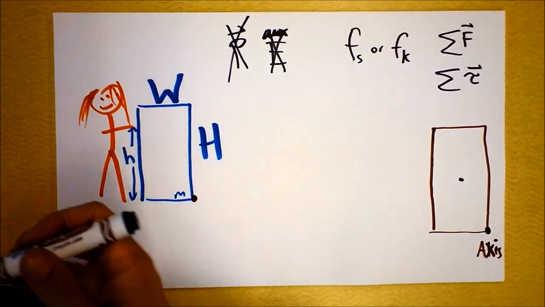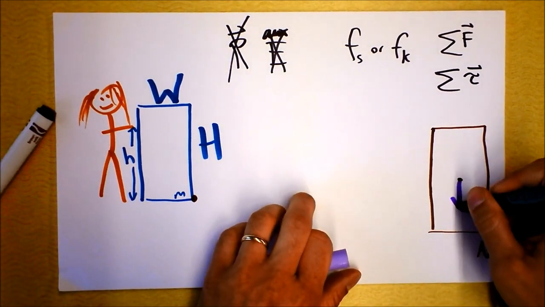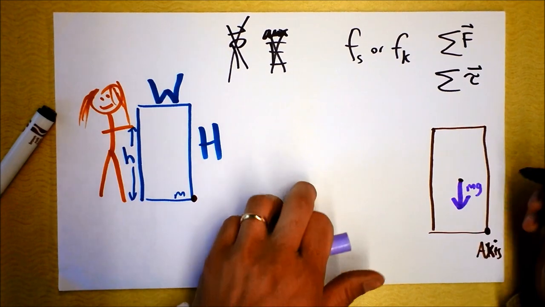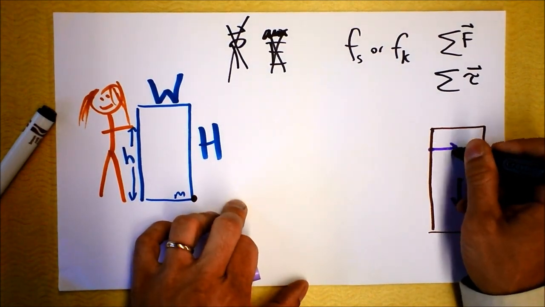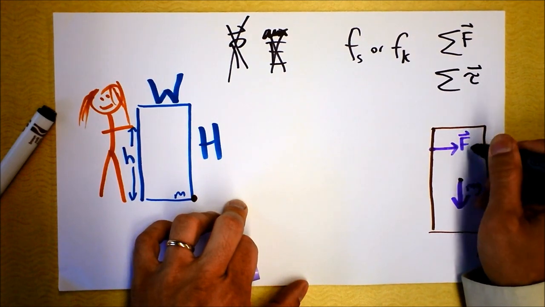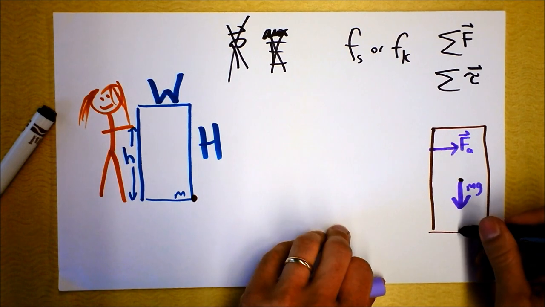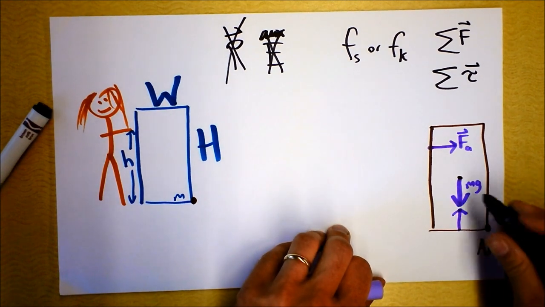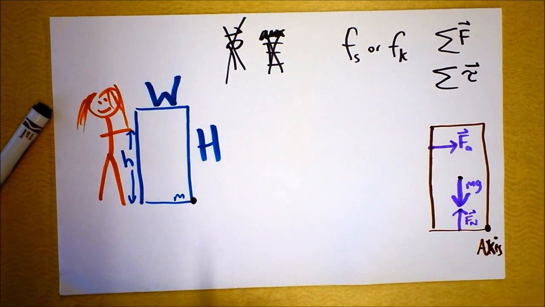And then, of course, we've got mg acting downward at the center of mass. Yep, very good. And then we've got the applied force, which is acting at this height h. We can call that F_A, and then we've got a normal force, and I'm kind of thinking the normal force is going to be similar to mg. I don't want to tie myself down at this point, but there's the normal force.